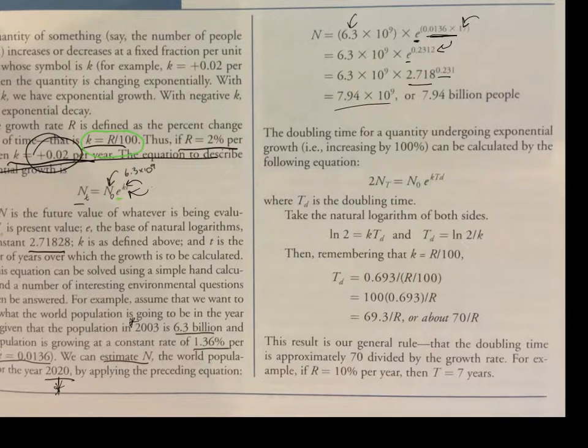What we get is 7.94 times 10 to the ninth. 10 to the ninth is billion. So 7.94 billion people in the year 2020 if we keep the growth rate of 1.36% per year. So that's how you're going to use it. That's one way you're going to use it.